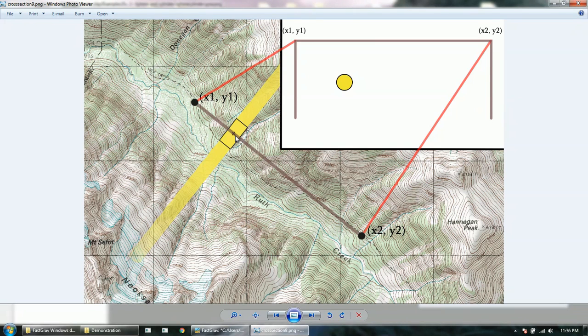Please note that mathematically, a center point and an azimuth do not uniquely define a cylinder. In other words, a different center point with the same azimuth could define an identical cylinder. You can see that here. So although the center point is different, the same cylinder is defined, and FastGrav treats these cylinders the same for modeling purposes. Here's another example of how a cylinder perpendicular to the transect might look in the cross-section.